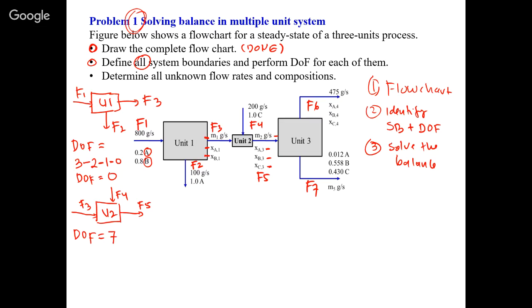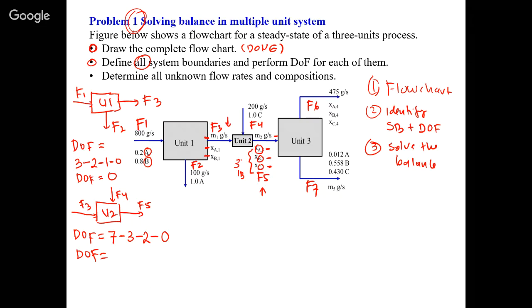And how many balances? First, the independent balances. How many species are available? We have species A, B, and C. So we have a total of three independent balances, so it's minus three here. How many physical constraints? We have one, which is F3 here, and then we have 2, which is F5, since we don't know the composition XA, XB, and XC in stream number 5. So minus 2. We have no information whatsoever at this unit. So your DOF for this unit equals 7 minus 3 minus 2 equals plus 2. It cannot be solved.